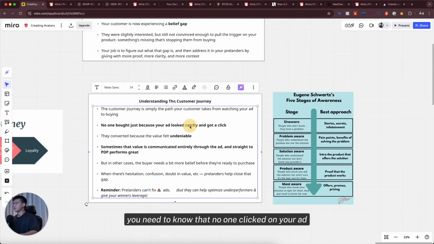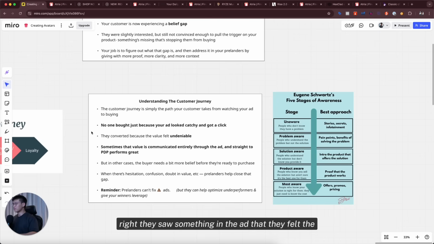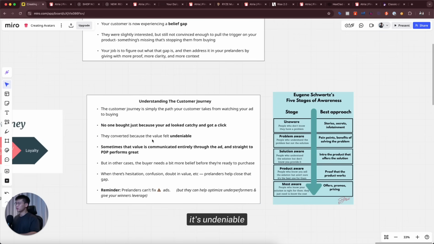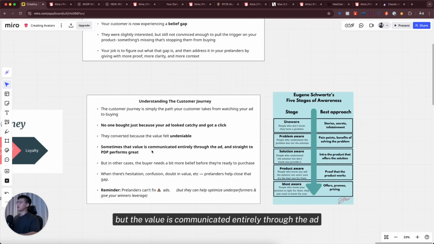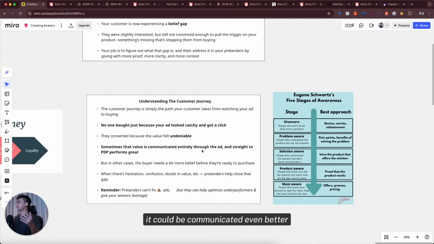Besides that, you need to know that no one clicked on your ad because it looked catchy. Unless you do clickbaity stuff, then yeah, but those things will never convert. Let's take that out of the equation. They saw something in your ad where they felt the value was good, it's undeniable. If the value is communicated entirely through the ad, straight to the product page, it can perform well as well. However, if not, it could be communicated even better through a landing page.